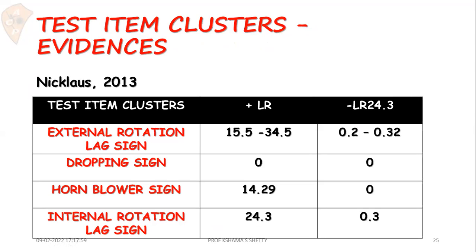First of all, we talked about the PARC, which had the drop arm test, the painful arc test, and age as positive for the cluster test. This is by Nicholas. He says that external rotation lag sign, drop sign, horn blower sign, and internal rotation lag sign being positive, as a cluster of items, can be used for rotator cuff tear.